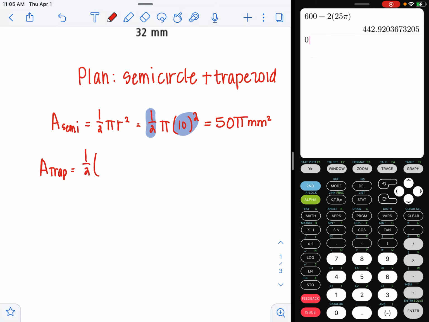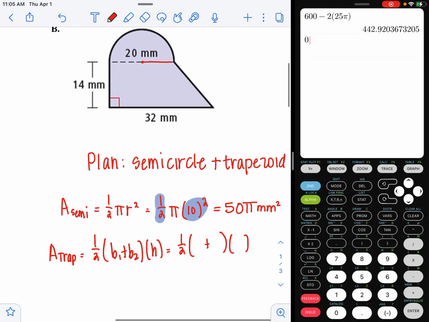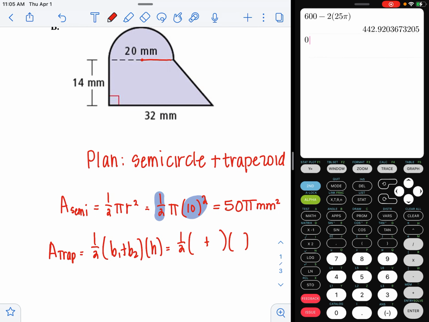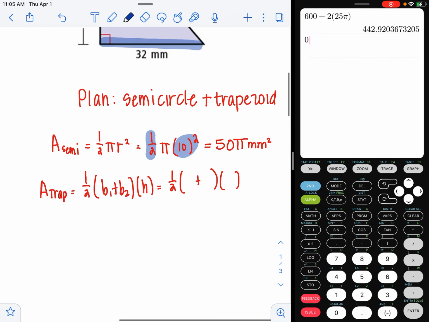Area of a trapezoid is 1/2 base 1 plus base 2 added up times the height. So I'm going to do 1/2, and I need the bases added up times the height. All right, let's see the bases. My bases are 20 and 32.